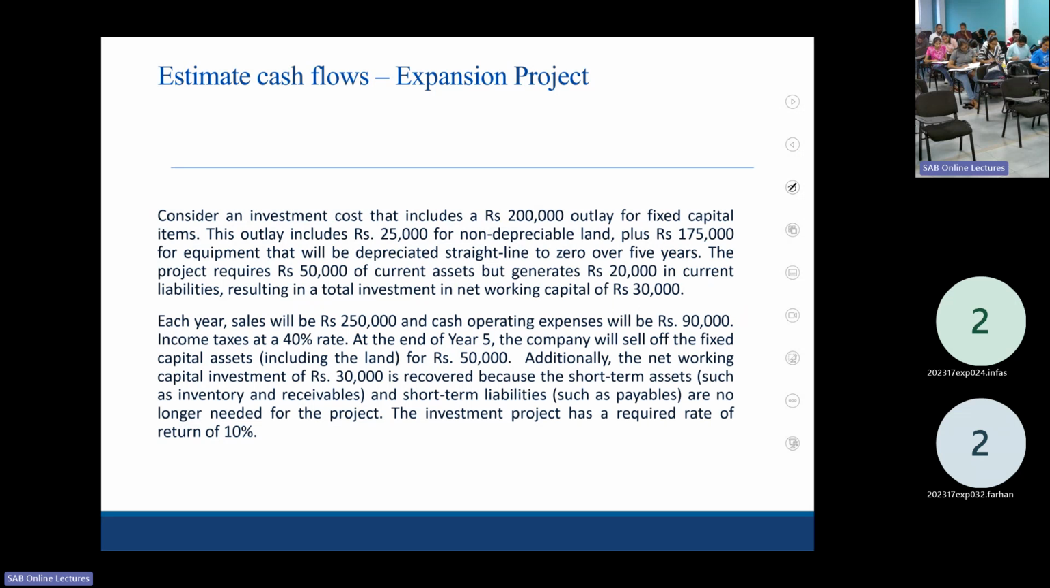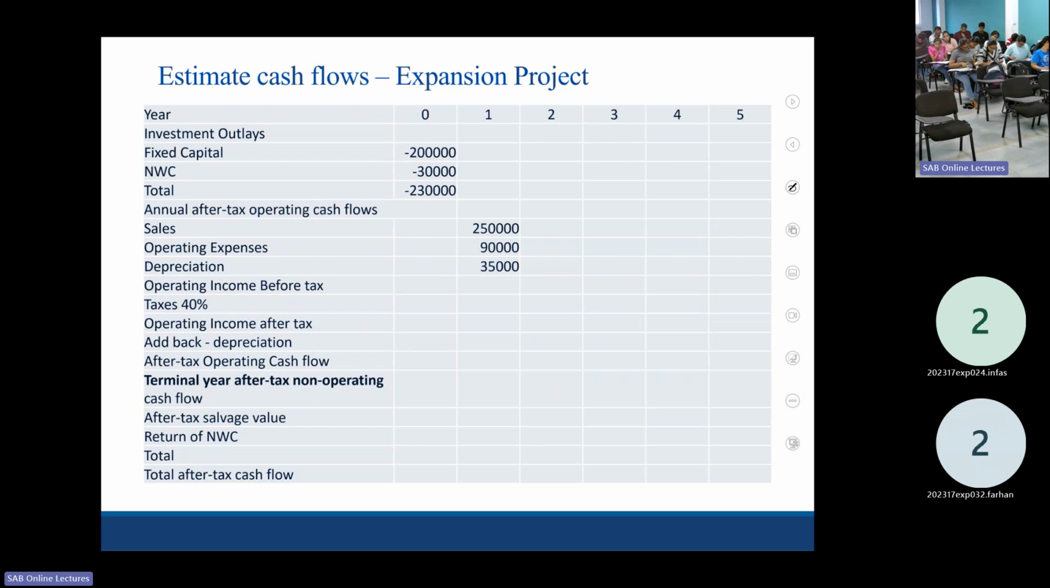I think you are clear how that 35,000 comes. Only this one is depreciated. 175,000 divided by 5, straight line basis. So that is 35,000. Then you can calculate operating income before tax and you can calculate tax, then operating profit after tax, all the things. So you will get operating profit after tax, after the tax rate, it is 75,000. This is important. Now you have to add depreciation 35,000 in order to get the after tax operating cash flow for year 1.